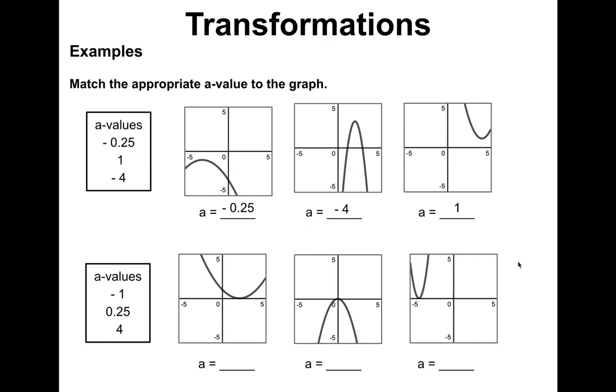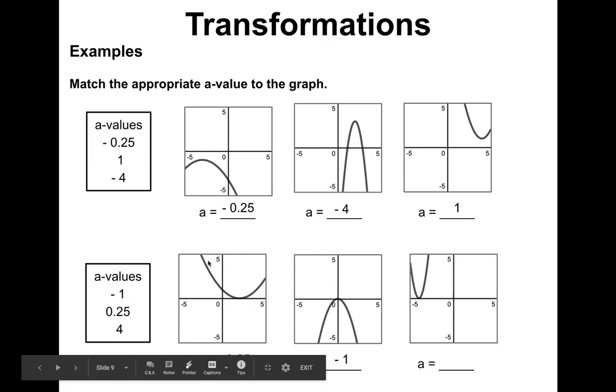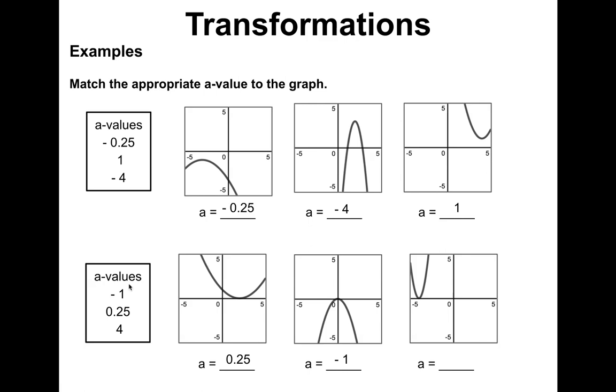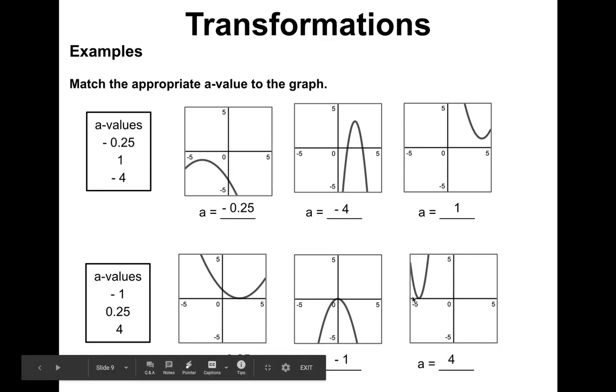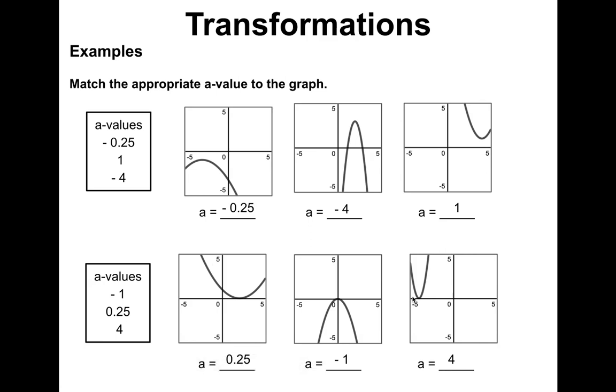Let's look at the next set of graphs and their a values. Again, we can use process of elimination to narrow down our choices. We only have the one that has the negative, so I match that one first. We know it opens down. Looking at the other two options, we have 0.25 and 4. Once again, the 0.25 is going to be more smushed vertically, and that 4 is going to be more stretched vertically. So the compression and stretch are based on the a value, whether it is greater than 1 or between 0 and 1.